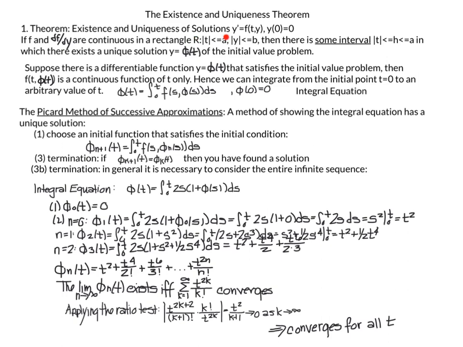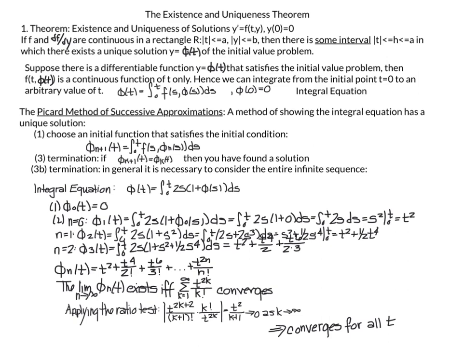So the rectangle for our domain is the absolute value of t is less than or equal to a, and the absolute value of y is less than or equal to b. Then we know there's a solution on some interval where the absolute value of t is less than or equal to h, which is less than or equal to a. And we saw the reason for this. It'll be on the next slide.